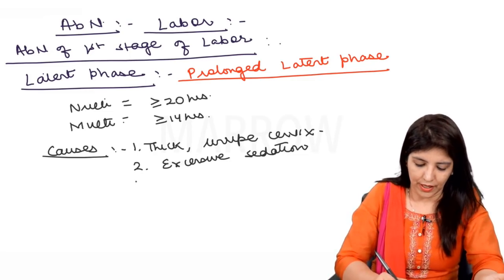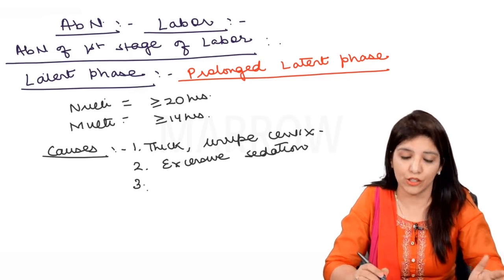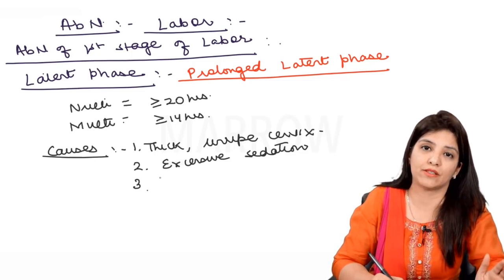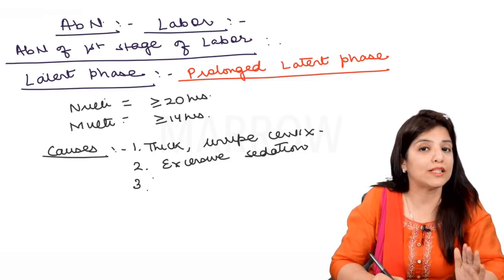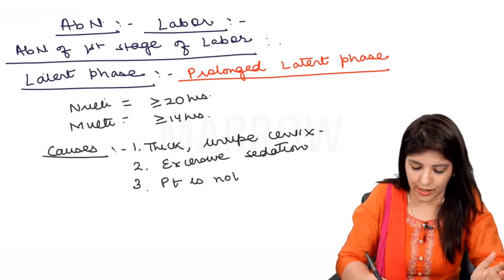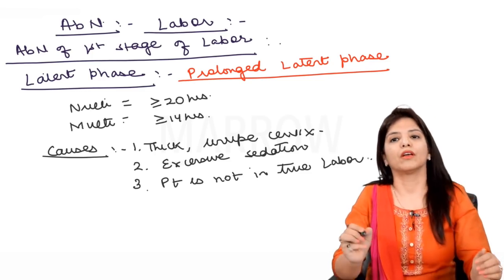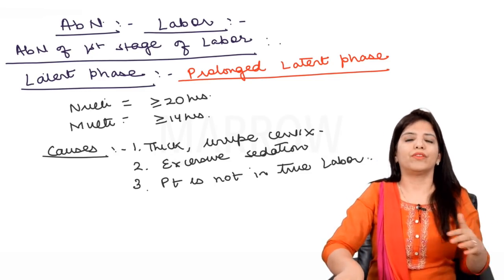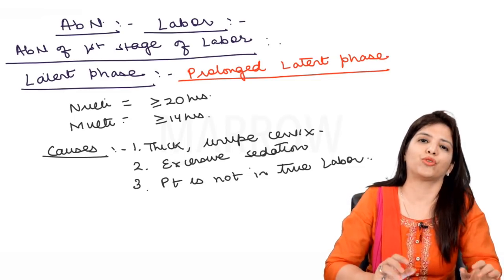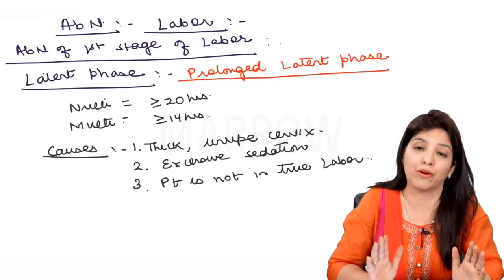Now, the third and the most important cause for a prolonged latent phase is that actually the patient was not having true labor pains. The patient was having false labor pains. So the patient is not in true labor. Now, there are many differences between true labor pains and false labor pains. Again, for those differences, I would want you to watch my videos which are available with Marrow.